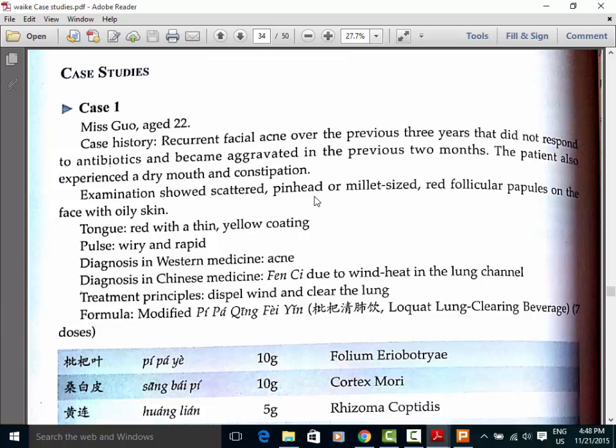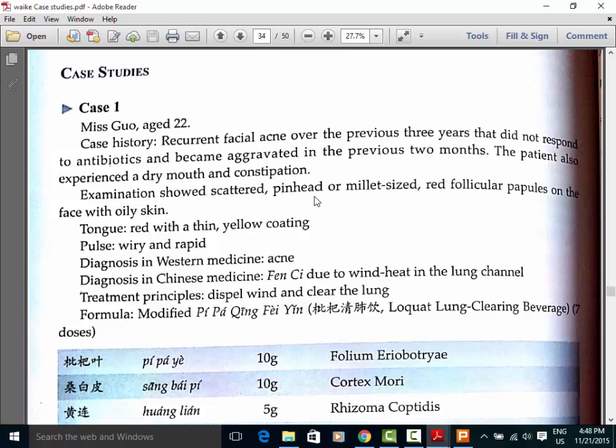Okay. Recurrent facial acne over the previous three years that did not respond to antibiotics and became aggravated in the last 2 months. Also had dry mouth and constipation. Showed scattered pinhead millet-sized red follicular papules on the face with oily skin. So based on that, what do you think? Which of the 3 patterns is most probable?